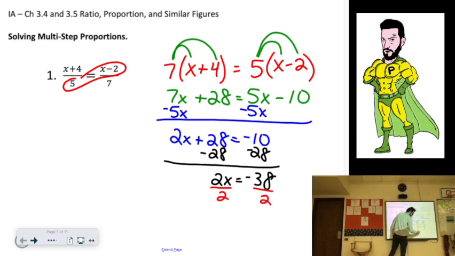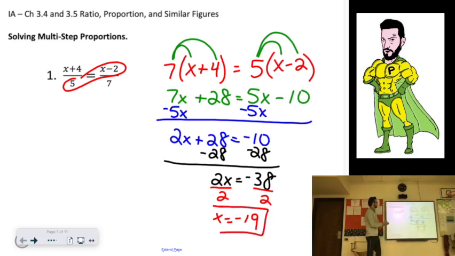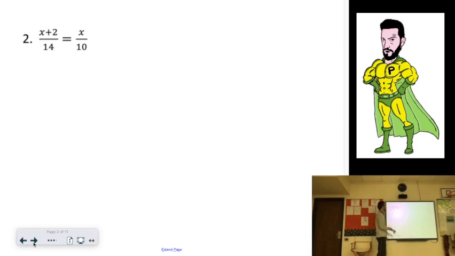X equals negative 19. Great. So we're going to do that same thing each time. Cross products are equal to each other, but set it up like a distribution situation. So let's try out number 2. There we go. So we got to do 14 times x.